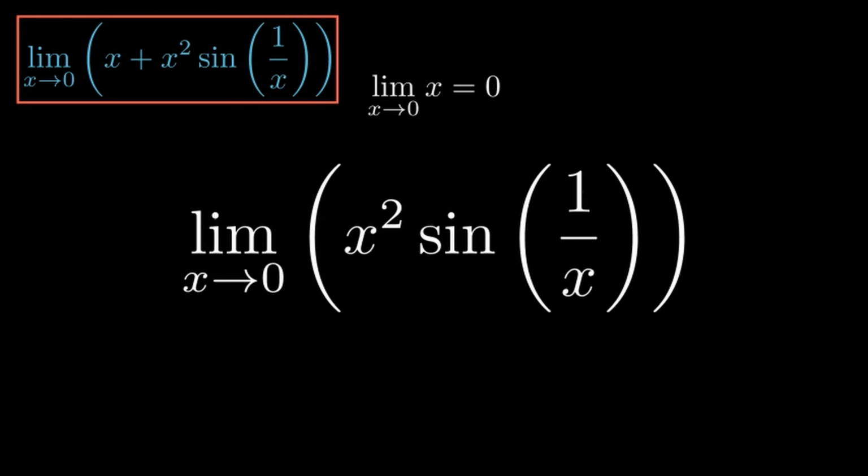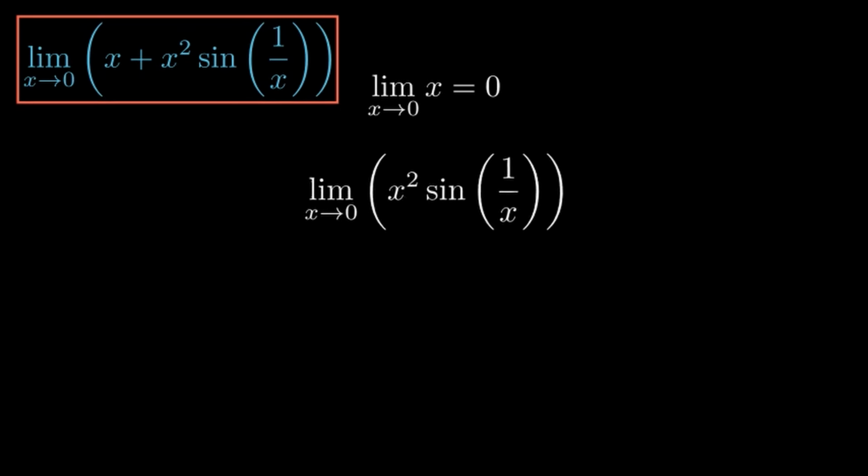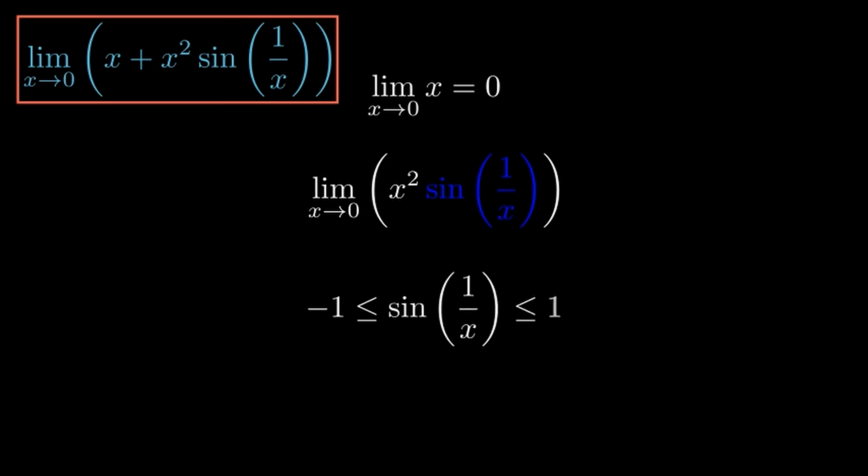So what we need to do now is use the squeeze theorem to identify what this limit is. What we're going to do is begin by bounding sine of 1 over x. We know that the function sine of 1 over x oscillates between -1 and 1, so we can use this information to write the following inequality. Now what we're going to have to do here is multiply everything by x squared.